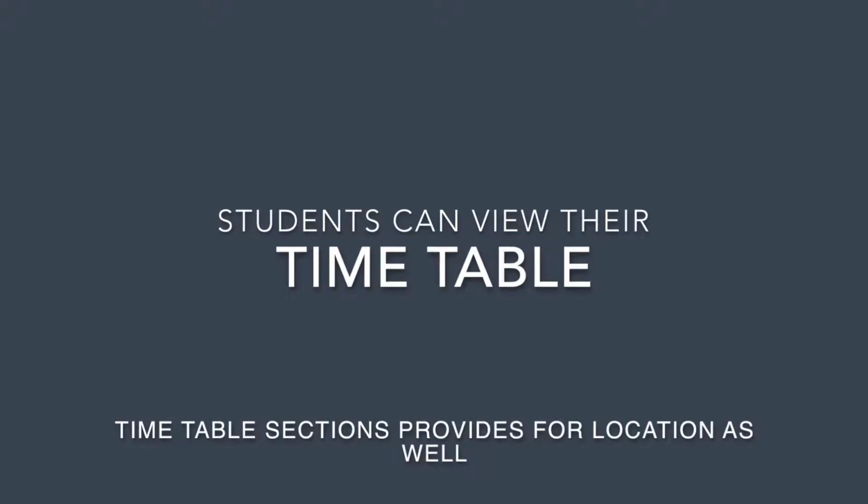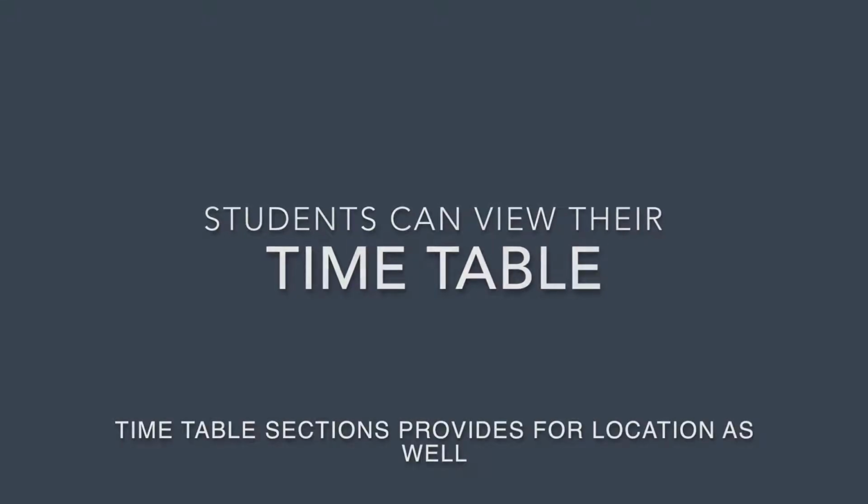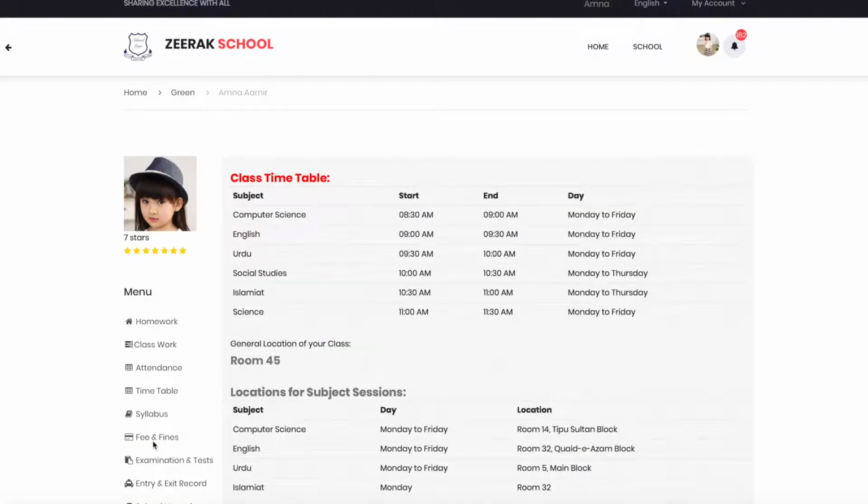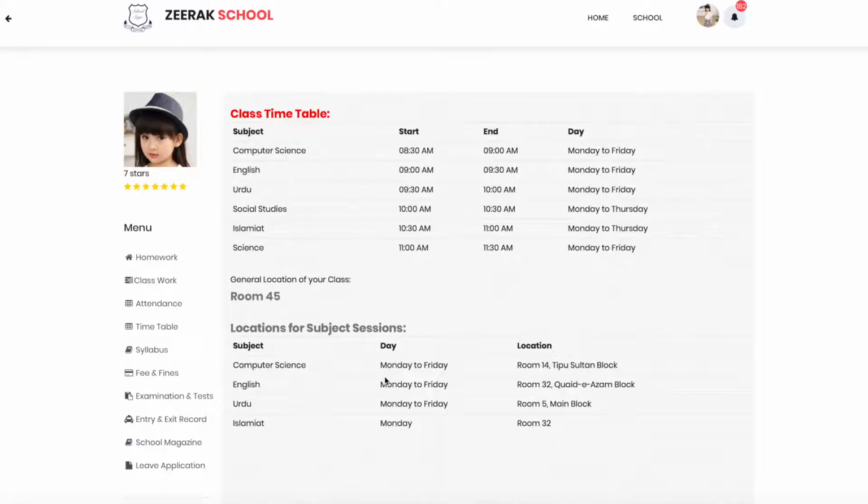The students can view their timetable, class location or lecture location. When the student clicks on the timetable button, the timetable page opens. This page has all the details of the timetable with the start time and end time for each subject and the range of days for which classes will be held at these times. Then the student can see the general location of the class. The student can also see the locations for different subject sessions or lectures, if these are not held at the general location of the class.